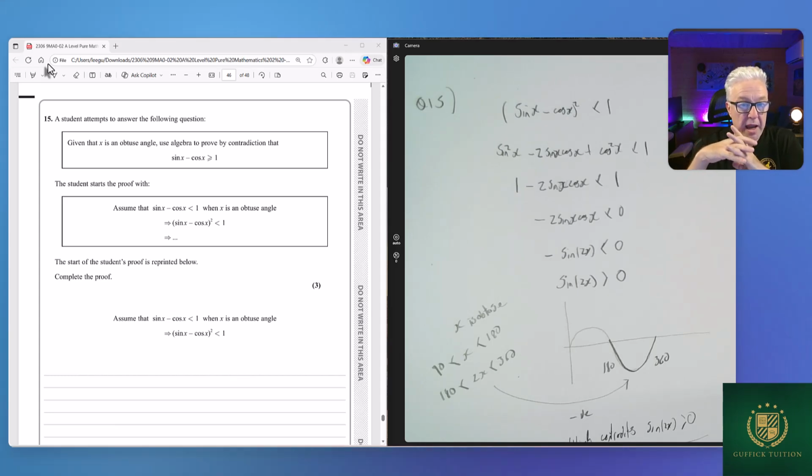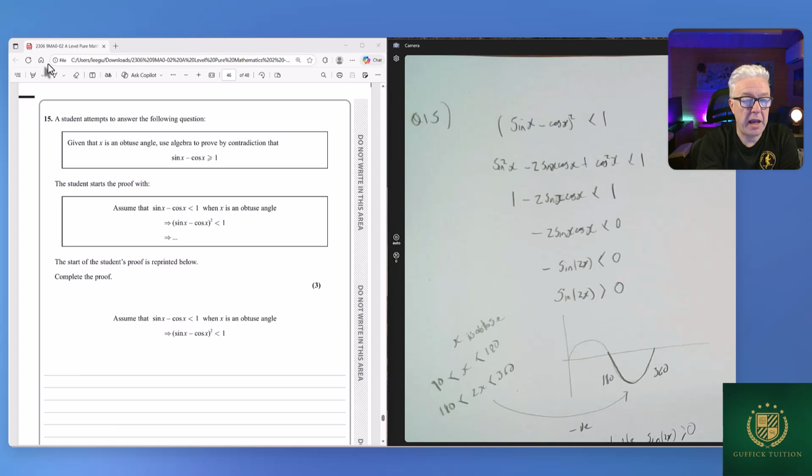1 when x is an obtuse angle, and they start off by writing (sin x minus cos x) all squared is less than 1. Okay, so they're basically indicating from the question that the student's proof is starting off okay. And let's examine that and see whether that is the case.